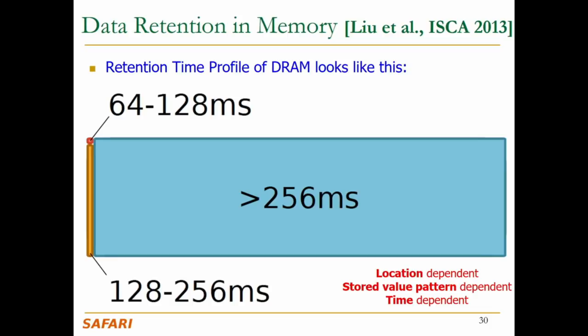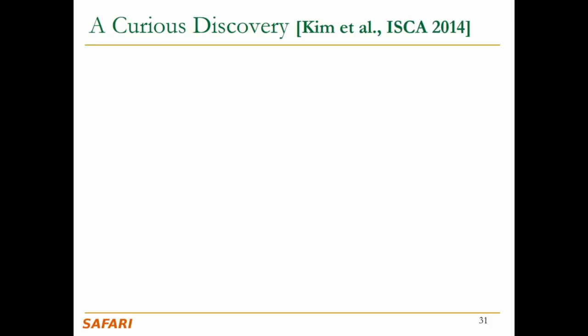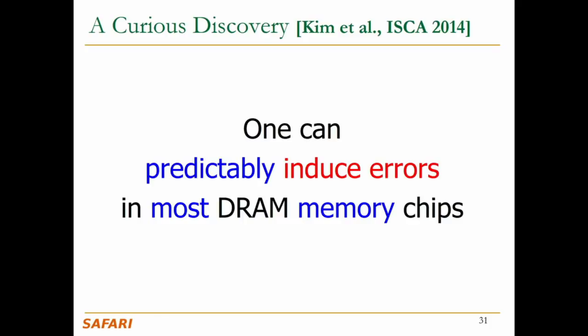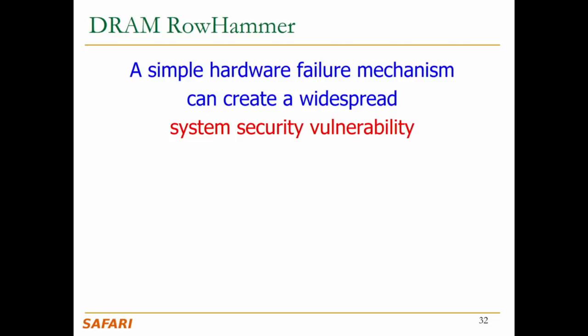But while we were doing studies in this infrastructure, we were inspired by other studies we were doing in flash memory, which is very much prone to read disturb errors. We said, maybe there are read disturb errors in DRAM also. Let's test it using this infrastructure. What we found was actually curious at that time: you can predictably induce memory errors, bit flips, in most DRAM chips at the time. This is called the DRAM Rowhammer problem. It's essentially a simple hardware failure mechanism that can create a widespread system security vulnerability, and you can do it in a programmatic way.